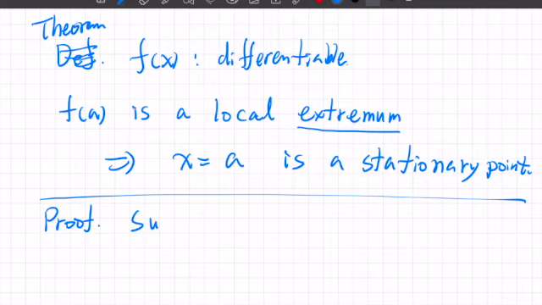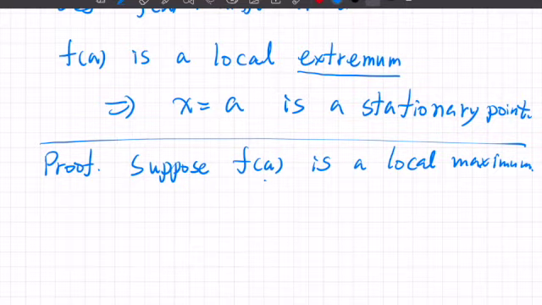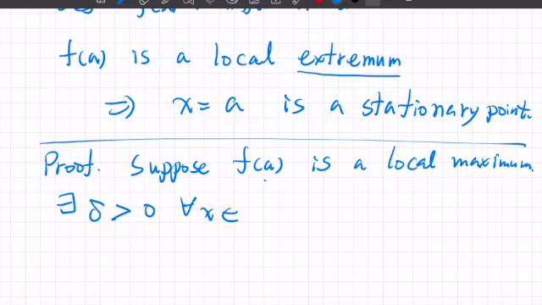So suppose f of a is a local maximum. That means this a is a local maximum point. Okay, so by the definition of a local maximum, there exists a positive real number delta such that for all x in this interval, a minus delta, a plus delta.